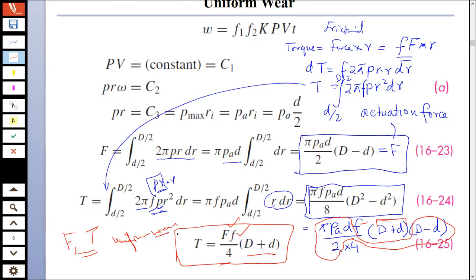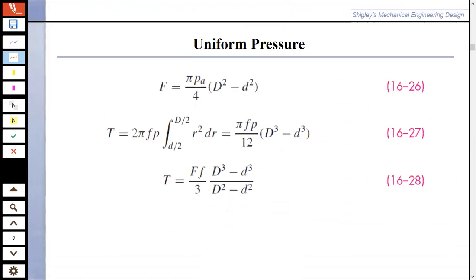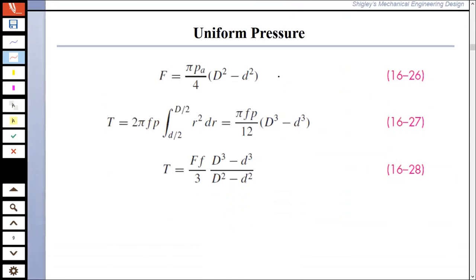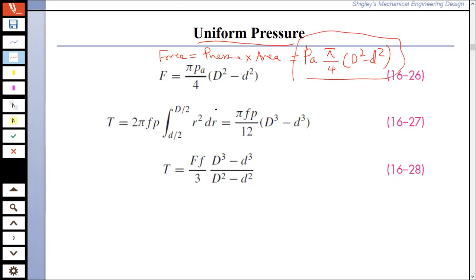Okay, uniform wear. Now what do we do, let's talk about uniform pressure. Look, in uniform pressure we said that the pressure will remain uniform throughout. That's the case, then it is really easy. Force is equal to pressure multiplied by area. So the pressure is pa, which remains the same throughout, multiplied by the area. Area A of a donut is pi by 4 times D square minus d square. So this equation is for the force, the actuation force, which is this one. Now we also can find out the torque, since for the torque our force will be 2 pi f p.